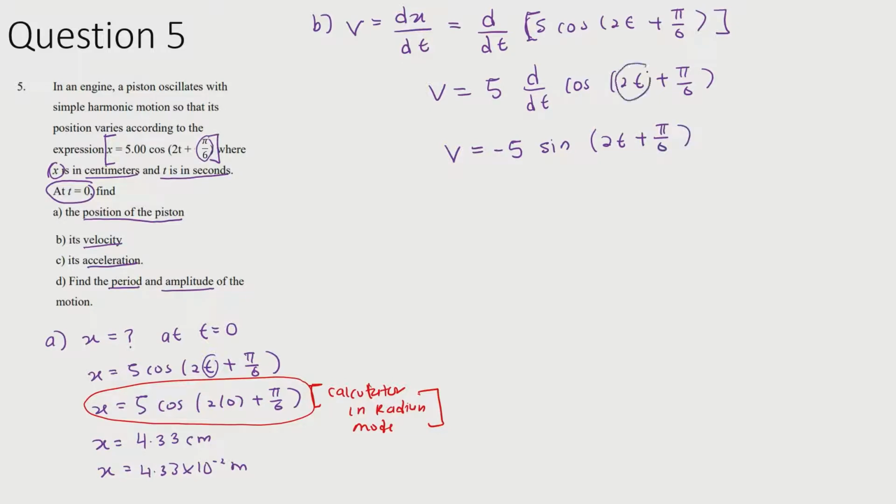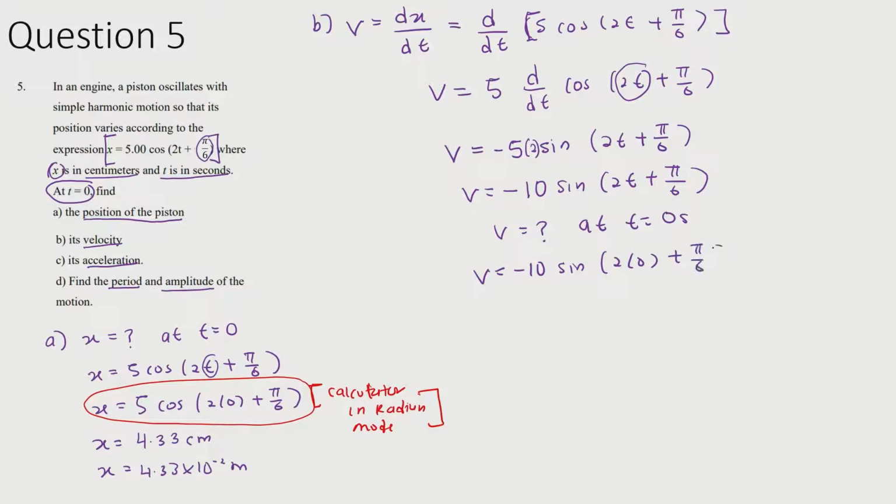Now, when you differentiate 2t, what will you get? You will get 2. So, bawa ke depan 2. So, you will get your velocity. The equation is negative 10 sin(2t + pi/6). Okay. Now, are we done? Not yet. We need to find the velocity at time equals 0 second.